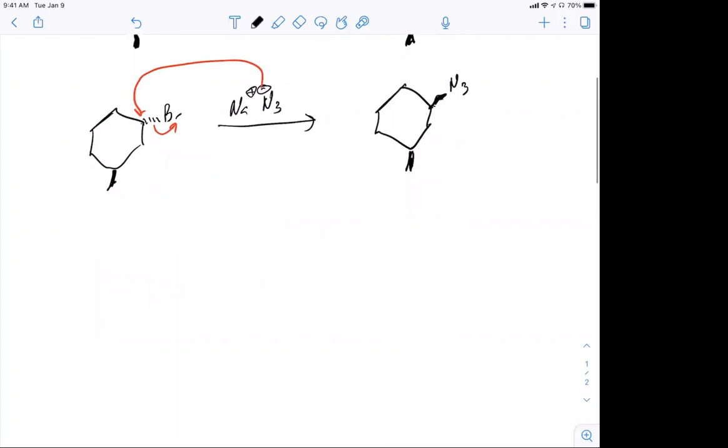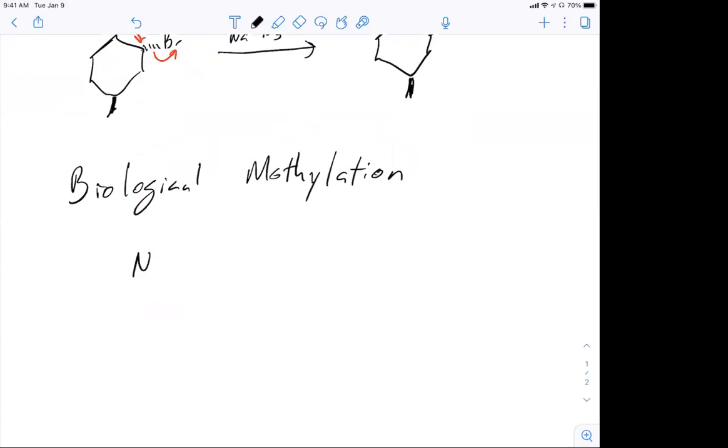Today, what we're going to be looking at is biological methylation. A large number of you plan to do health related work, so we are going to go ahead and cover biological methylation. If we think about nucleophiles, they've got a lone pair, and some of them are negative, right?